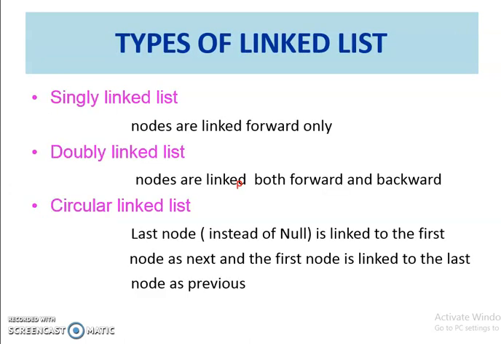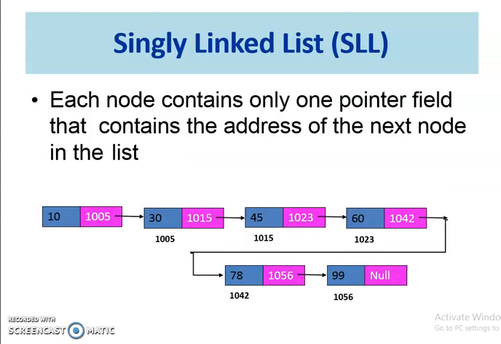Let us see the types of linked list. It is of three types. One is singly linked list where the nodes are linked forward only. The next one is doubly linked list where the nodes are linked both forward and backward. The next one is circular linked list where the last node is linked to the first node as next and the first node is linked to the last node as previous.